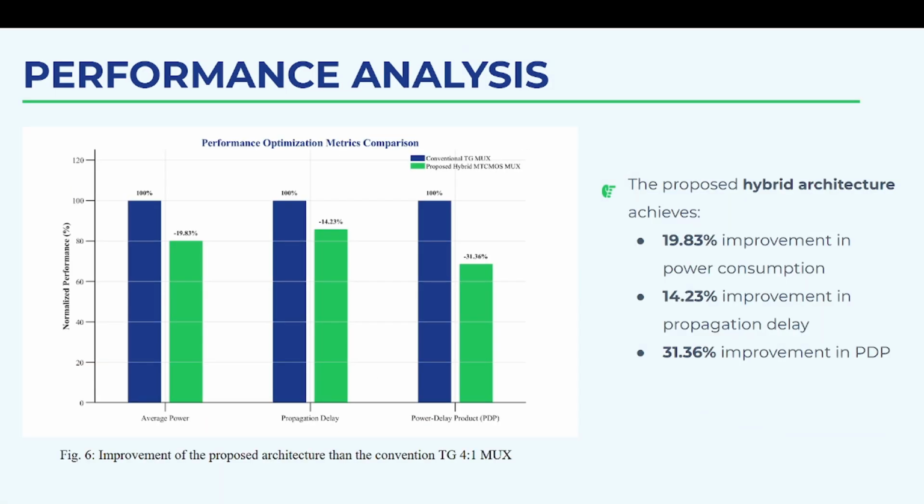So here comes the performance analysis. Let me highlight the exact improvements. Compared to the conventional transmission gate 4x1 mux, our hybrid architecture achieves a 19.83% improvement in power consumption, a 14.23% improvement in propagation delay, and a very substantial 31.36% improvement in power delay product or PDP. These numbers validate our objective of at least 15% power reduction without any speed penalty.